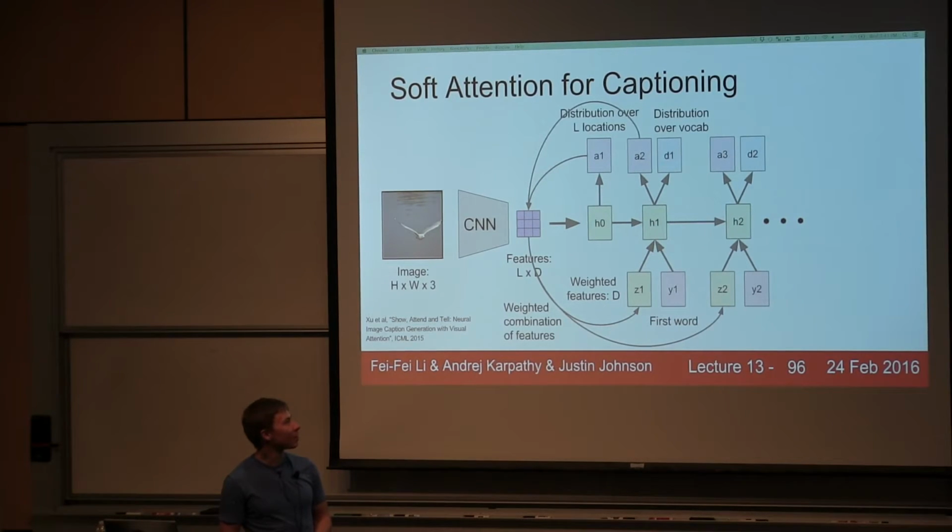OK, so that spoiled it a little bit. But then we'll actually repeat this process over time to generate our captions. Yeah, question. Can you explain one more time how the L by D features array is generated?